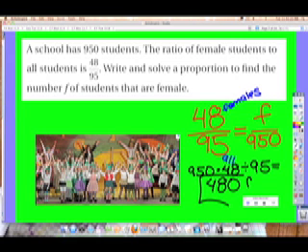Don't think I'm amazing, but I think 950 divided by 95 is 10. 10 times 48 is 480. You can use your number sense, right?